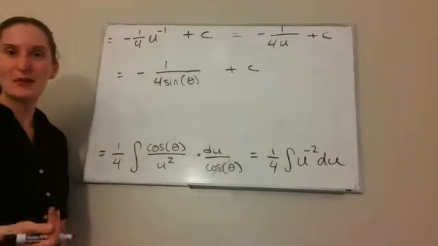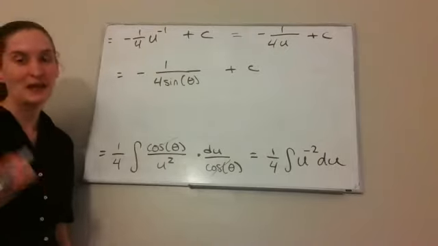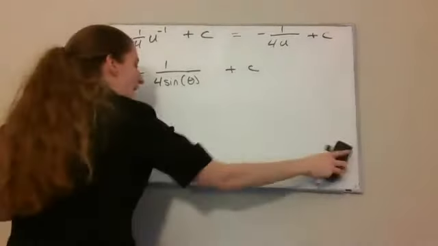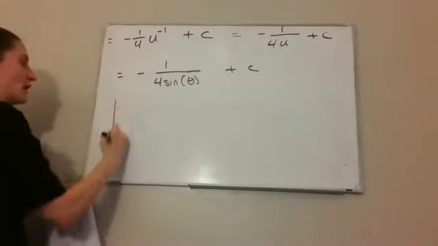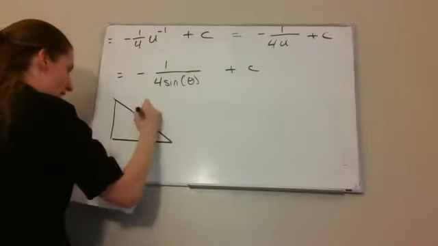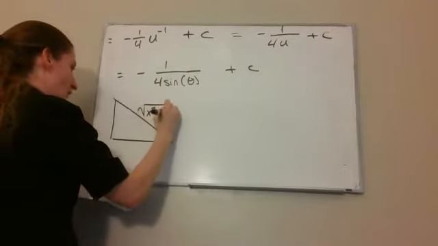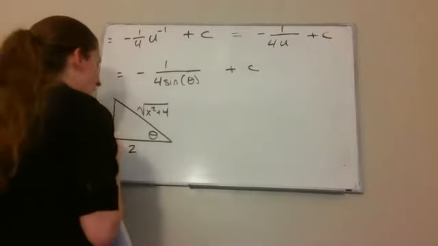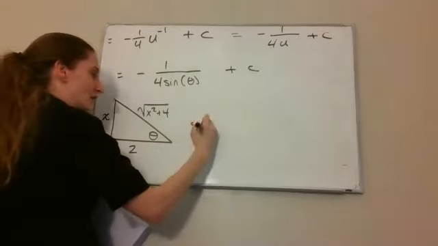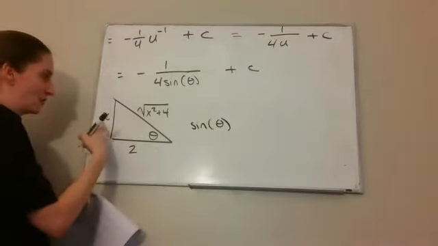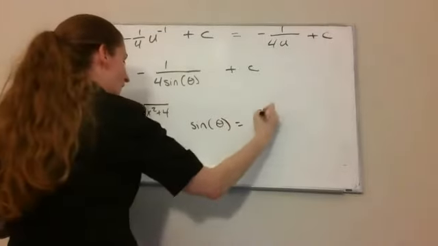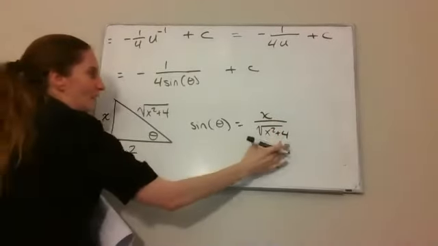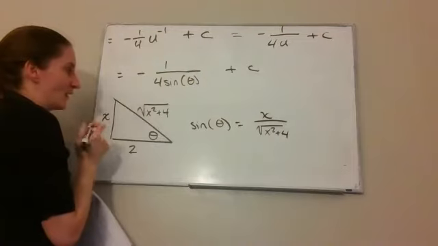We're still not finished at this point because we have our answer in terms of theta. And we need our answer in terms of x. So what do we do from there? You look back at your triangle. So let me redraw my triangle for us. Our triangle had square root of x squared plus 4 as the hypotenuse. It had an x on the side and a 2 on the bottom. So what is sine of theta? Sine of theta is equal to the opposite over the hypotenuse. So I have x over square root of x squared plus 4. So now I can take this and plug it in for my sine of theta.